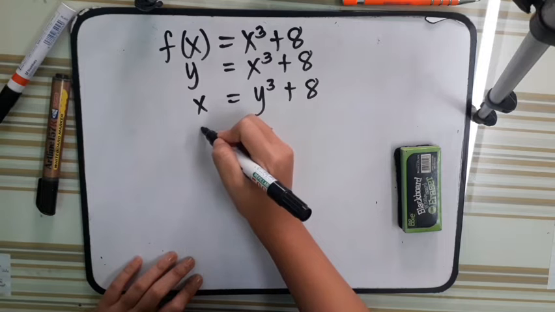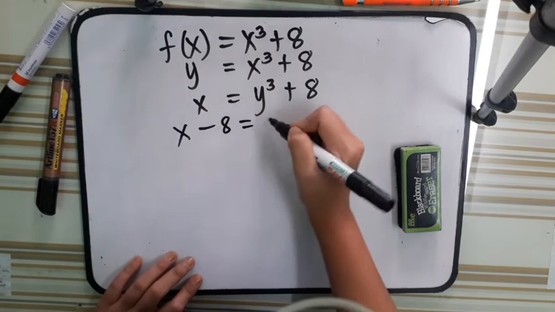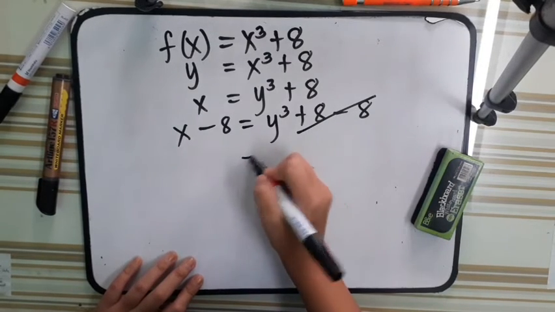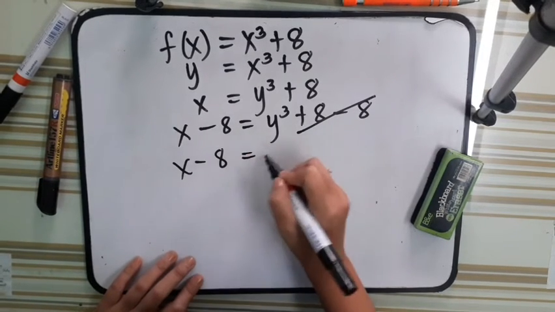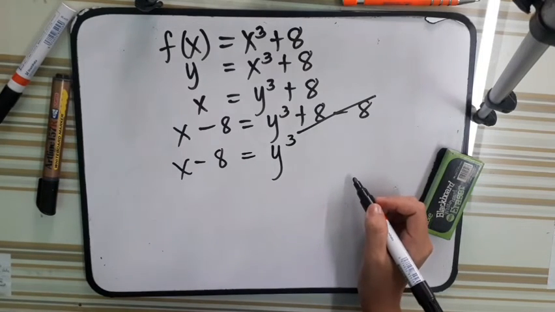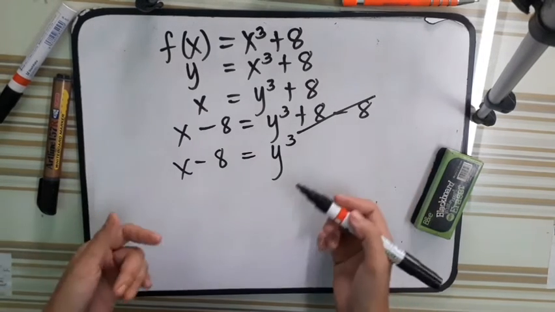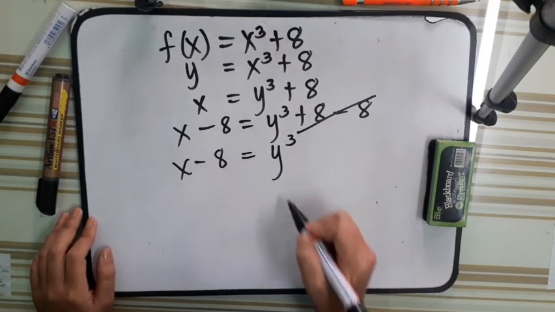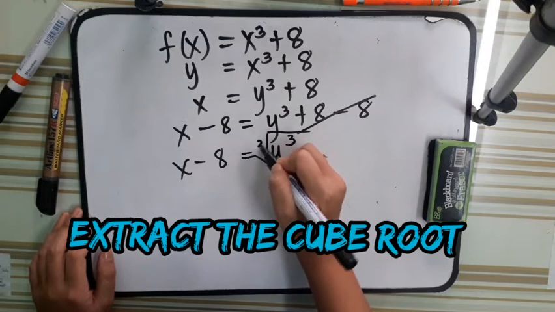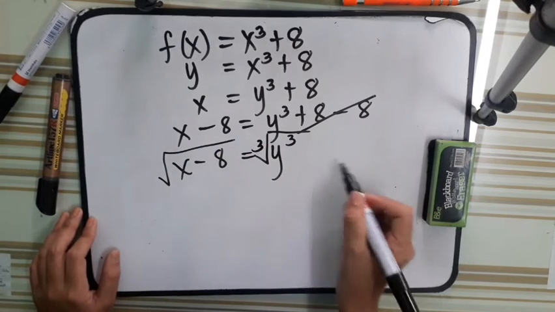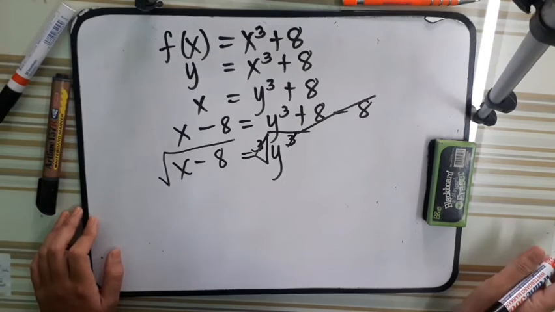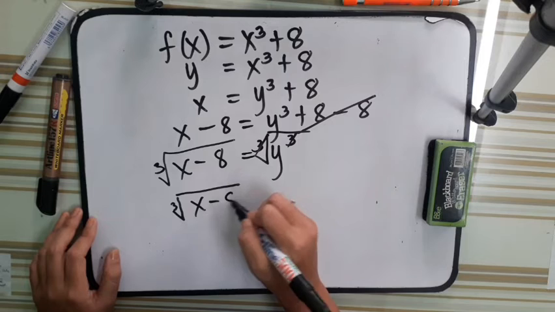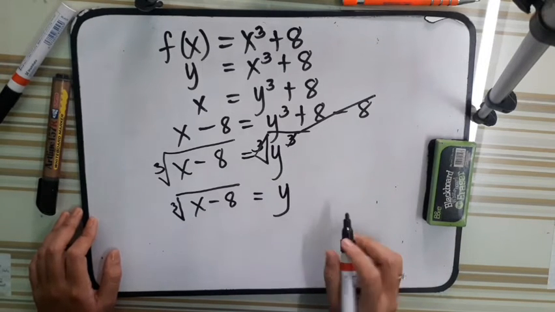So this will become x minus 8 is equal to y cubed plus 8 minus 8. This will be cancelled out. So x minus 8 is equal to y cubed. So how to simplify this one? We all know that exponent and radicals are related with one another. So in order for us to cancel this one, we extract the cube root on both sides of the equation. So this will be cancelled out. So we have cube root of x minus 8 is equal to y.